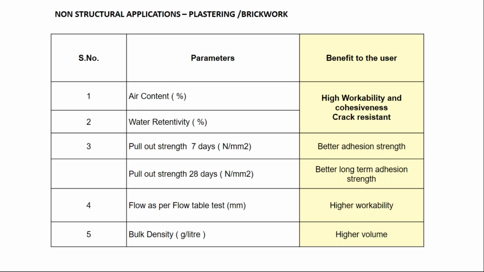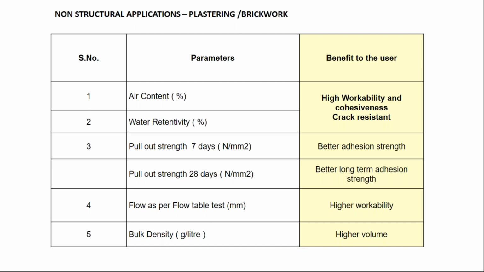We need to measure this. Of course, we are not measuring for concrete; that is not required for cement that is being used for concreting. Whereas for one which is used for plastering or brickwork, we need to look at air content and the ability of the mortar to retain water. Pullout strength, that 7-day, 28-day strength is under this. Flow as per flow table test and the bulk density.